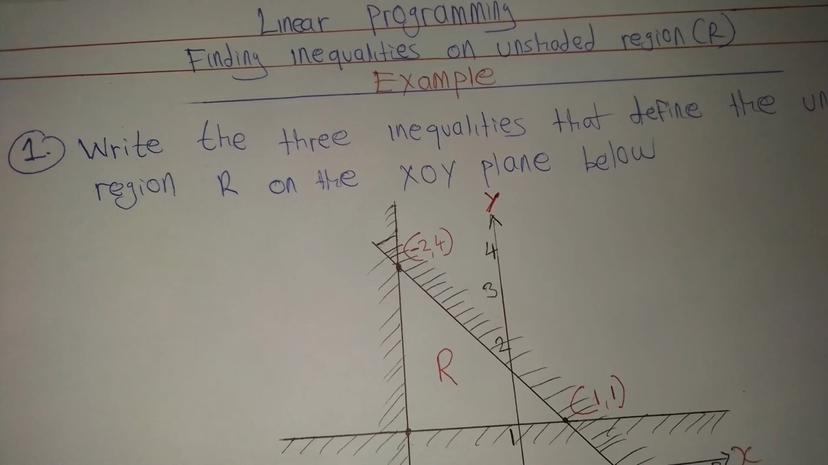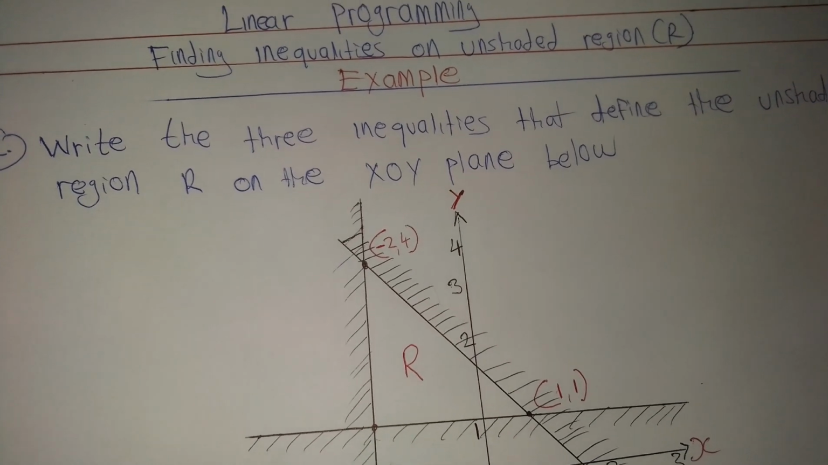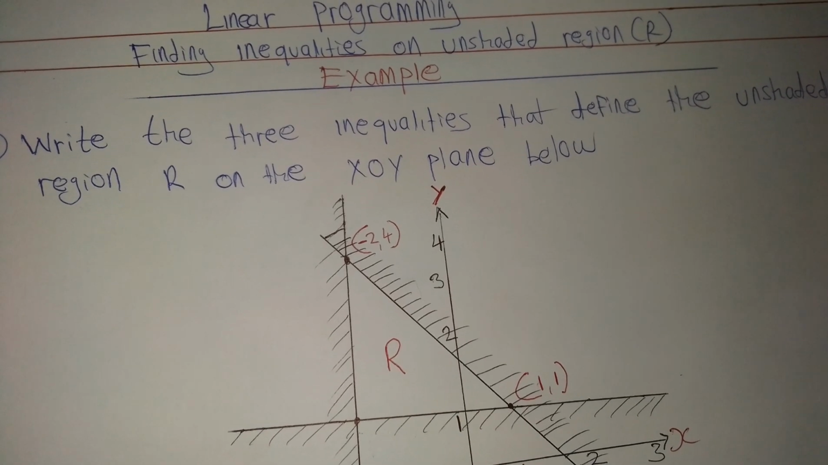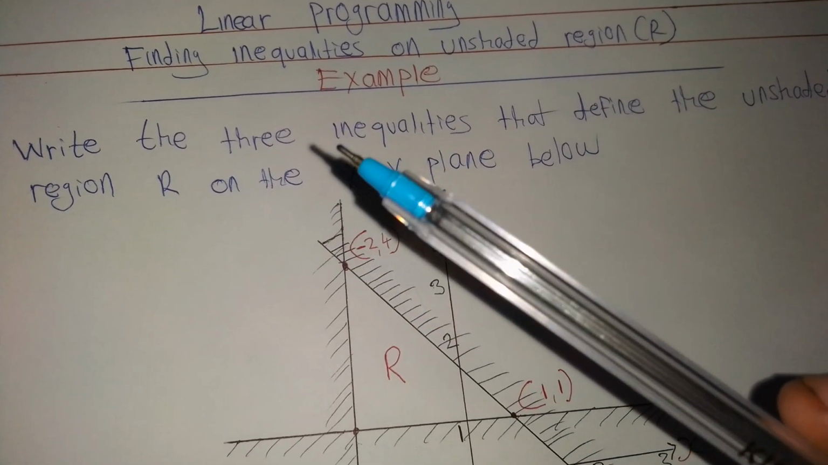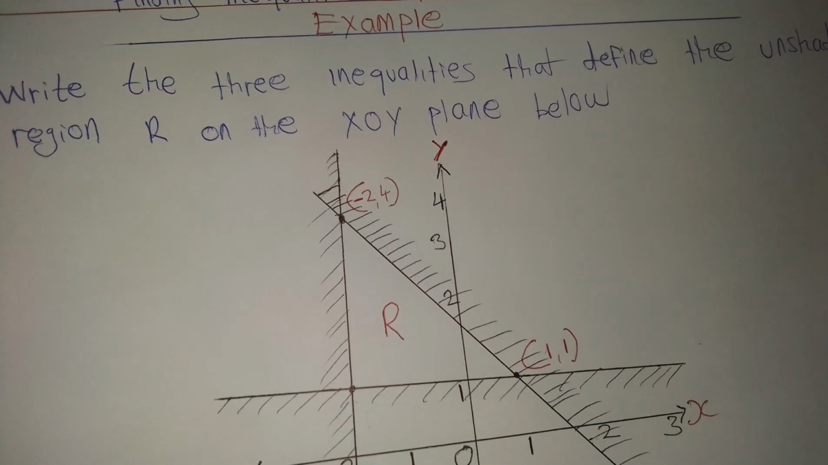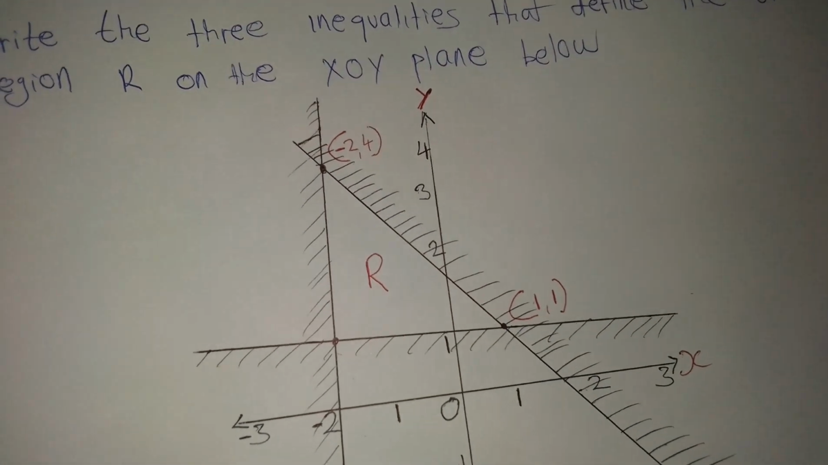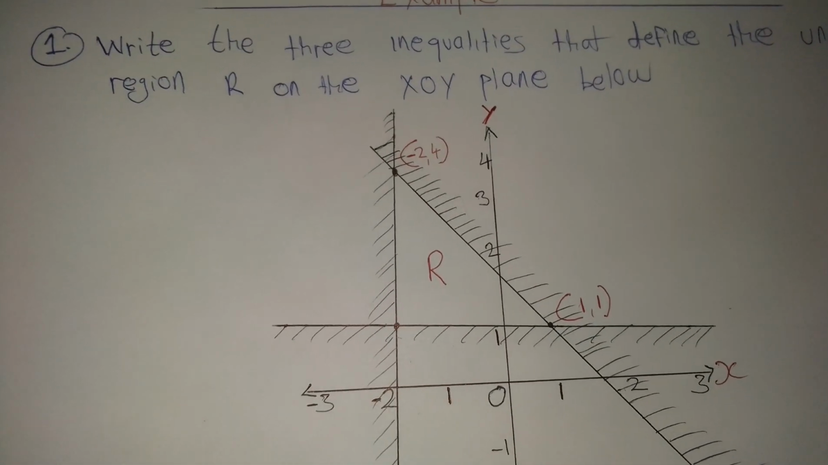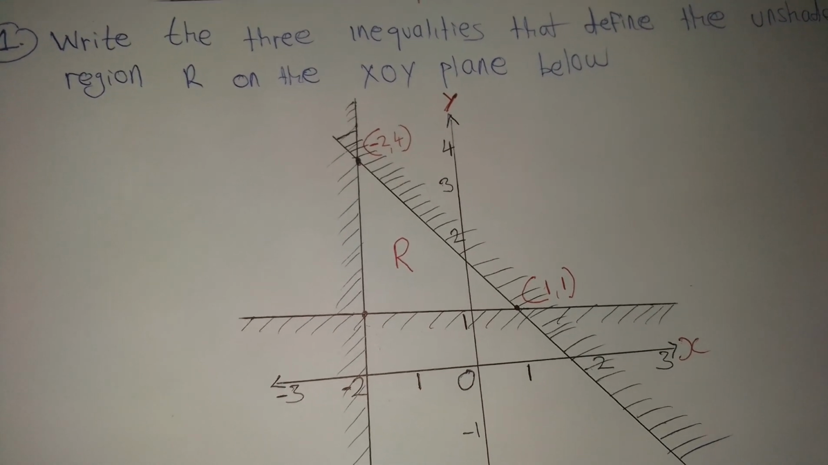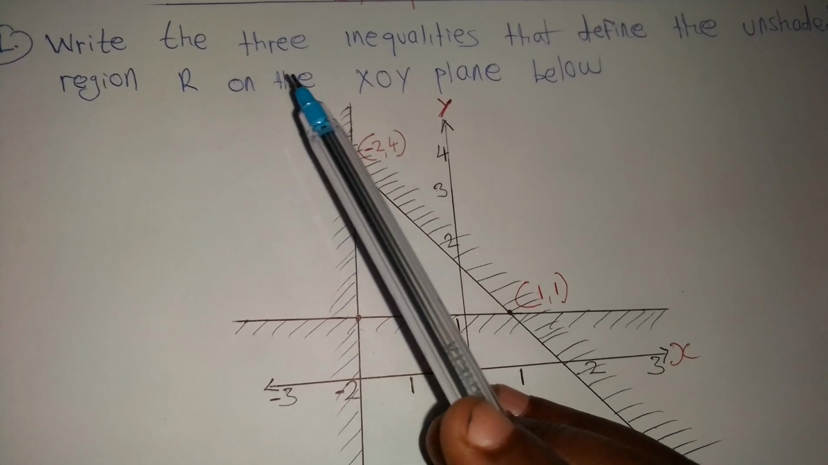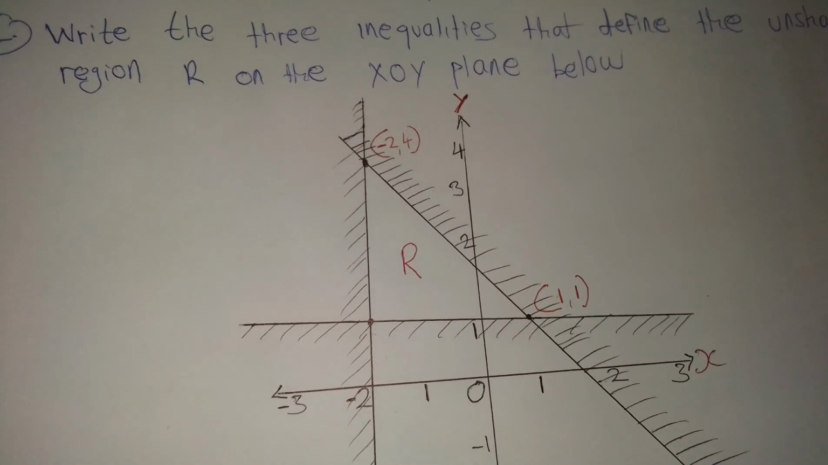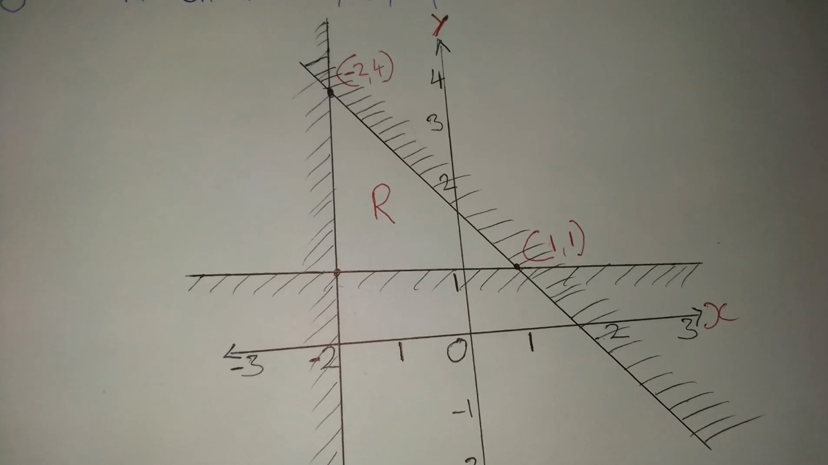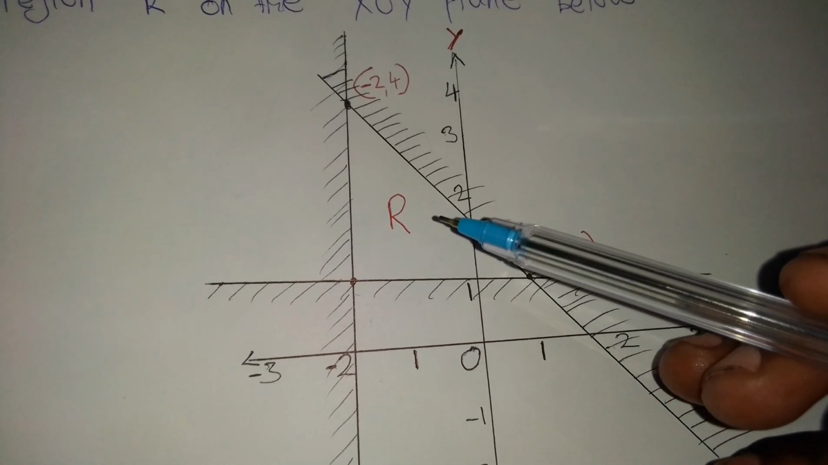So the question reads, write the three inequalities that define the unshaded region R on the x-y plane. This is the question, and then we have the diagram. When we look at the question, they want the three inequalities. So first of all, we have to identify those three inequalities. This is R that they are talking about.